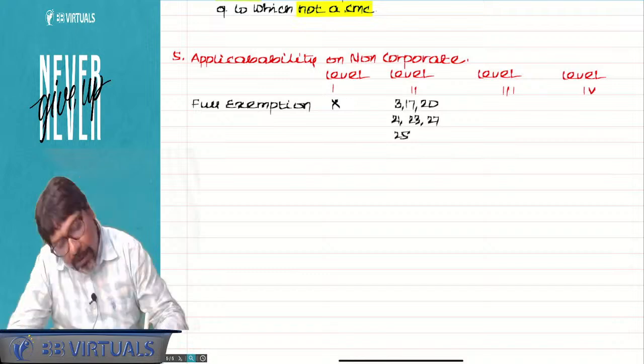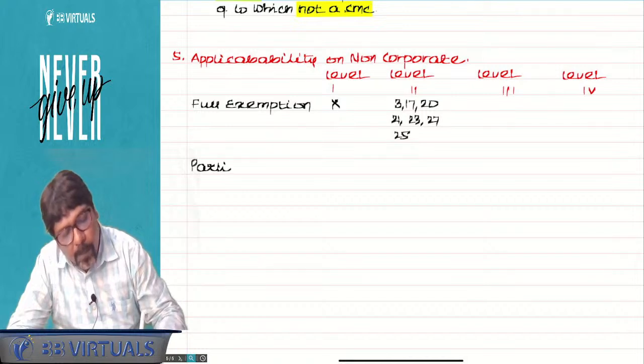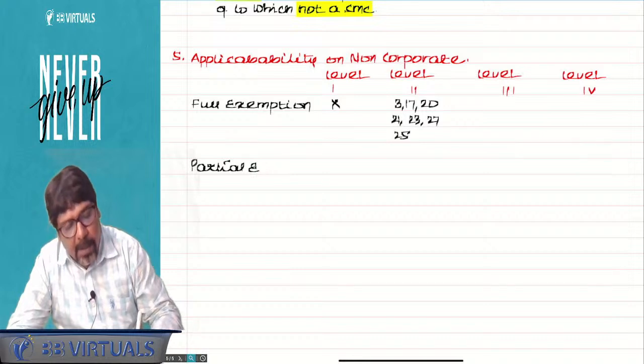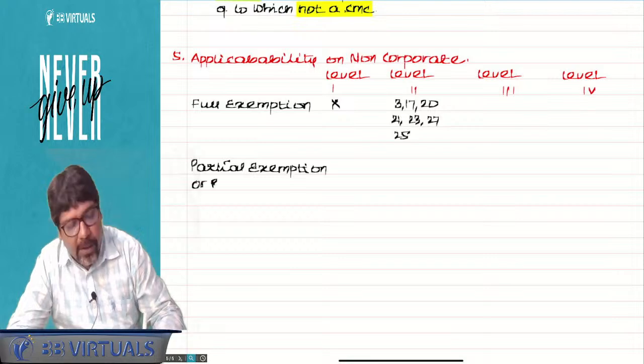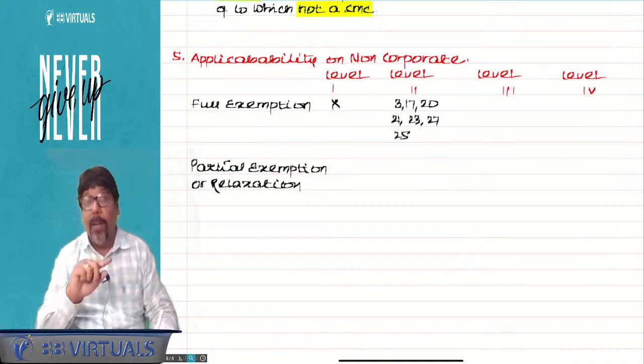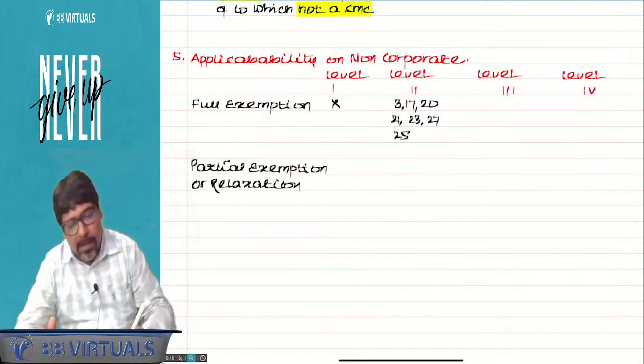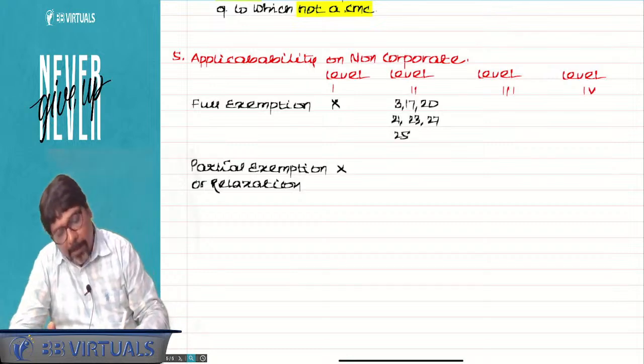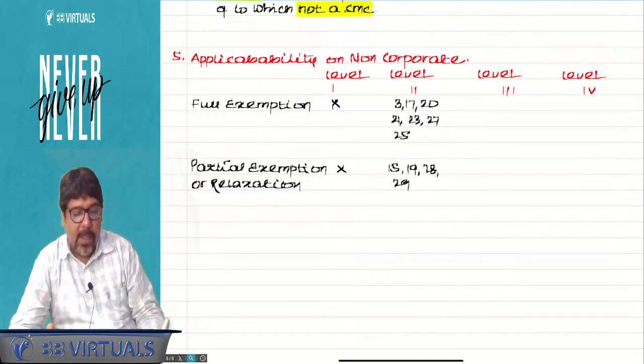Partial exemption or relaxation. That means you don't have to apply the full standard, but part of the standard. You don't have to cook, but do the cutting of vegetables. Partial exemption: 15, 19, 28, 29. Correct?